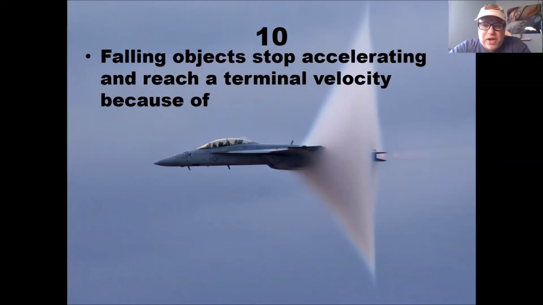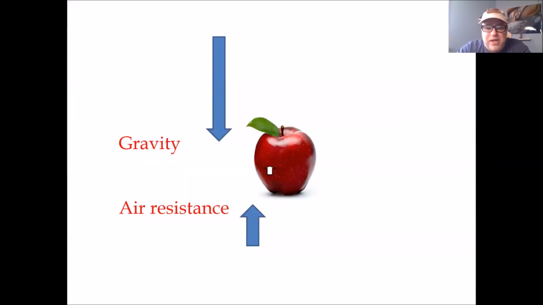Question number 10: the following objects stop accelerating and reach a terminal velocity because of, well, if you remember, air resistance, right? That air is the thing that's getting in the way. So remember, gravity is pushing down, and air resistance is pushing up. That's where you have that terminal velocity. When the two of those are balancing each other out, that's what causes that amount of air resistance to be equal.